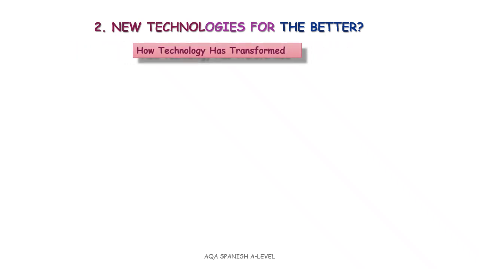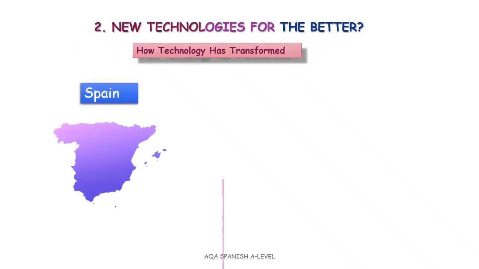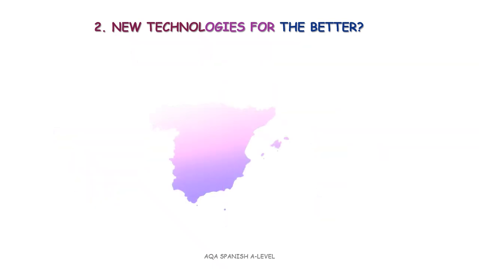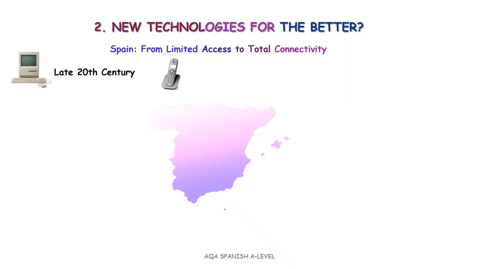How technology has transformed Spain and Hispanoamerica. Let's take a journey through how technology has evolved from a luxury for a few to an essential part of everyday life and economy. In Spain, the use of technology has gone from being a luxury to something completely essential. Back then, in the late 90s, technology in Spain was expensive, limited, and mostly used for business.